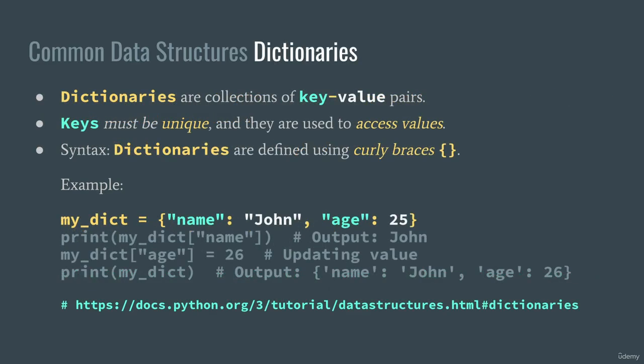Dictionaries in Python store data as key-value pairs. Each key in a dictionary must be unique, and you use the key to access its associated value. You define a dictionary using curly braces. A dictionary can store information like a person's name and age. Dictionaries are useful when we need to access data quickly. Since they store key-value pairs, we can directly access specific values by using the keys.